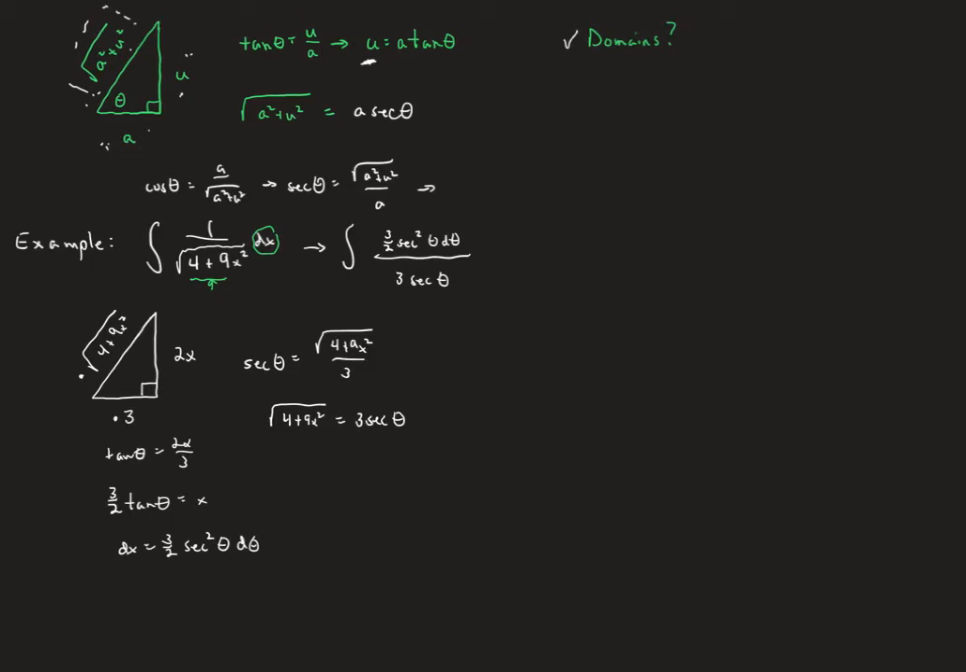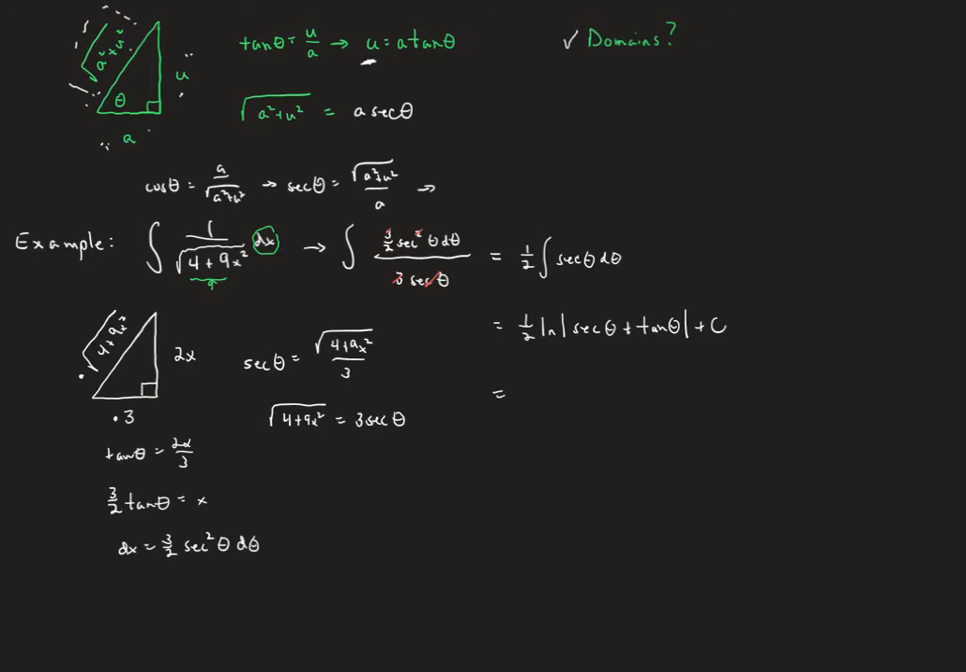And we can see that we can cancel one of those secants, and we can cancel the 3 there, and so this integral will simplify a little bit to become 1/2 the integral of secant of theta d theta. So this is an integral we know. That's going to be the natural log of the absolute value of secant of theta plus tangent of theta.